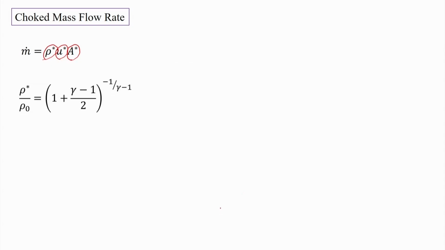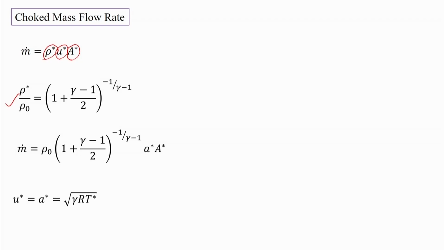But we know rho star upon rho naught is (1 plus gamma minus 1 by 2) bracket raised to minus 1 upon gamma minus 1. Further, this rho star will be replaced using this formula, and we get m dot is equal to (1 plus gamma minus 1 by 2) bracket raised to minus 1 upon gamma minus 1 into A star into capital U star. But U star is equal to root of gamma R T star, and then this will be replaced and our mass flow rate formula will be updated as shown on the screen.